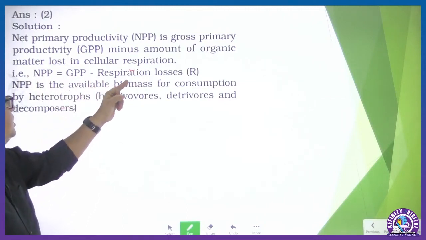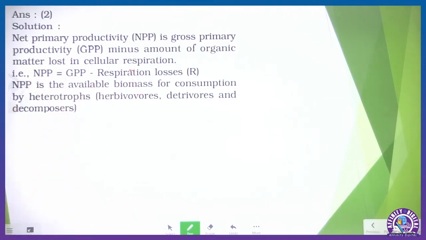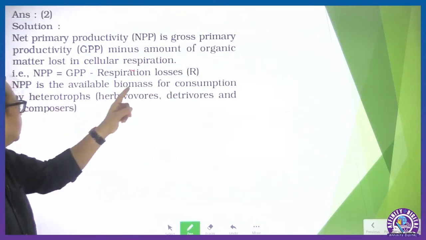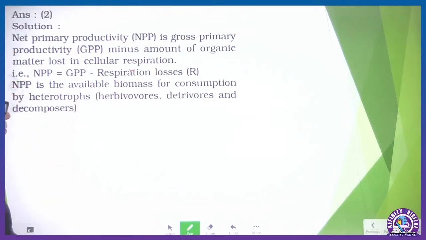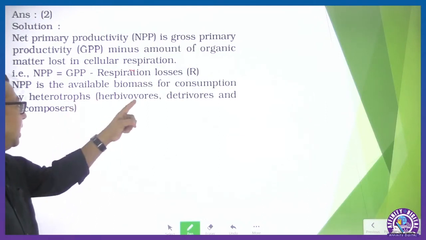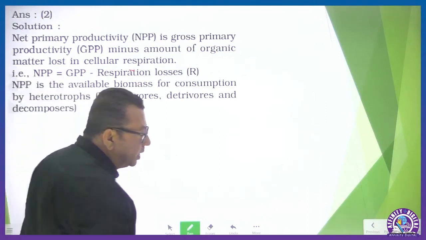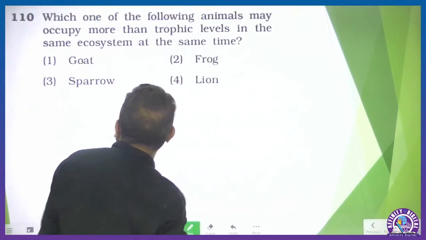NPP is equal to GPP minus respiration loss. NPP is the available biomass for consumption by heterotrophs. That is herbivores. Which heterotrophs? Herbivores, detritivores, and what? Decomposers. Moving on to the next question.